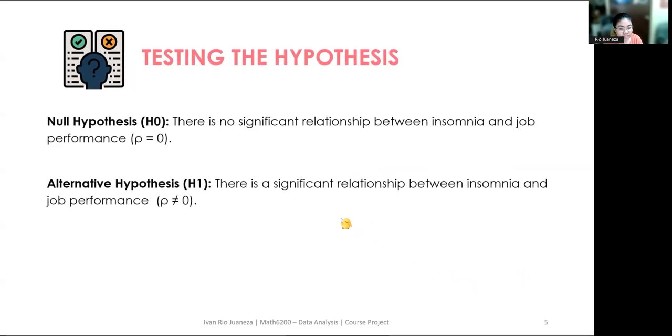For hypothesis testing, it is used to determine if the correlation is statistically significant. These are the null and alternative hypothesis. For the null hypothesis, there is no significant relationship between insomnia and job performance if the p-value is equal to 0. And for the alternative hypothesis, there is a significant relationship between insomnia and job performance if p is not equal to 0.